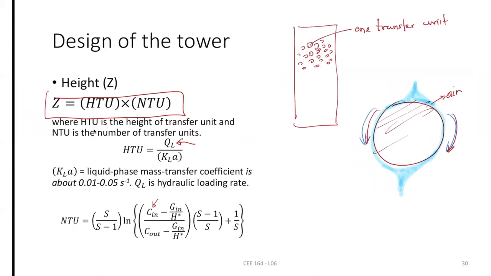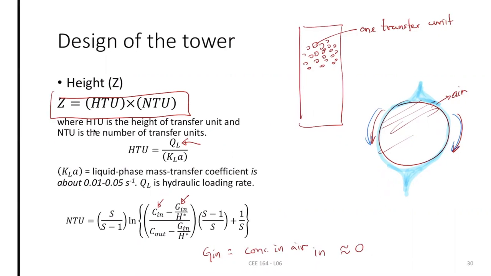Then you have gas concentration in, so this is the amount of contaminant in the gas or the air phase. Usually this is zero. So Gn is the concentration of pollutants in air going in. Usually this is zero because you are not putting in contaminated air, you are putting in clean air. So you can put all that in and it becomes a simplified version.